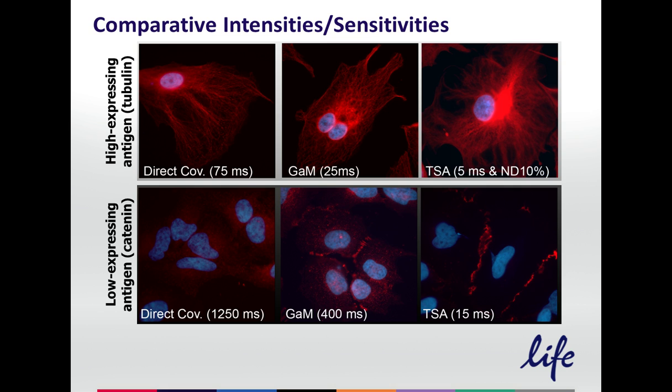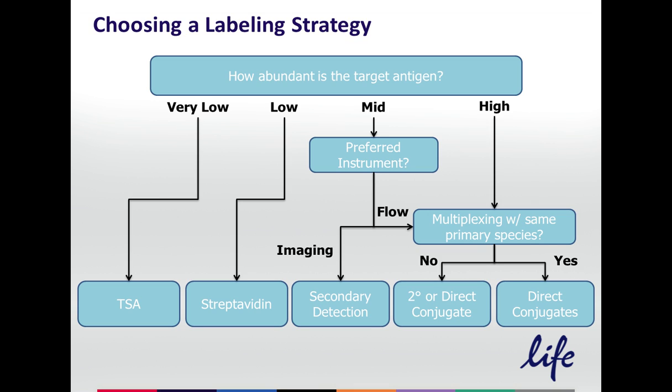Okay, so the next slide. So those are the 4 main labeling strategies that I wanted to talk about today. But how do you go about choosing them? Here's sort of a simplified decision tree that you could use. The main question is, how abundant is your target antigen? Is it very abundant, like tubulin, or very low abundance, like alpha-catenin, for instance?